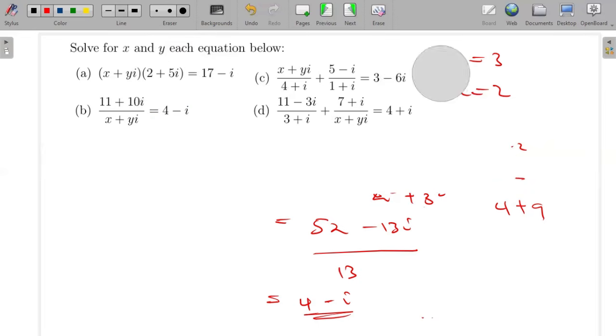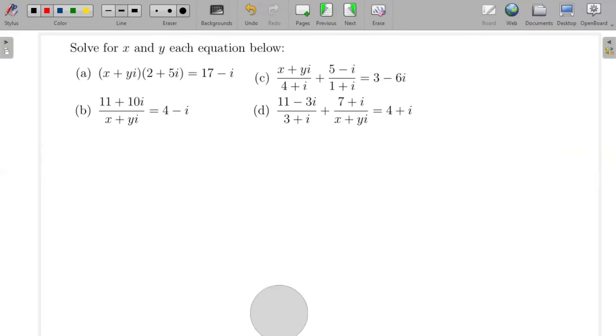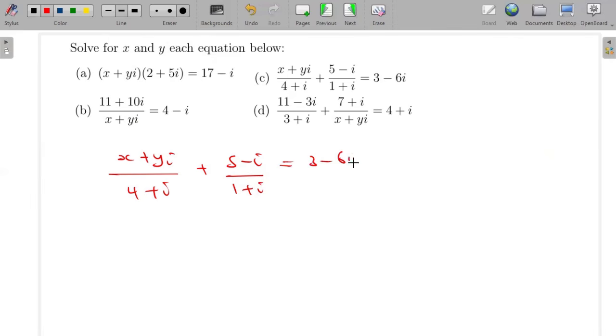Okay, let's do the next one. So next one, you have x plus yi over 4 plus i, and then you have that to be 5 minus i over 1 plus i, is equal to 3 minus 6i.